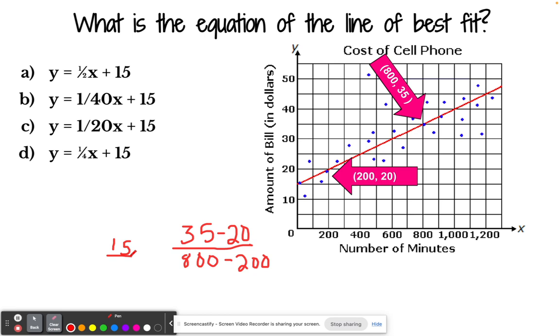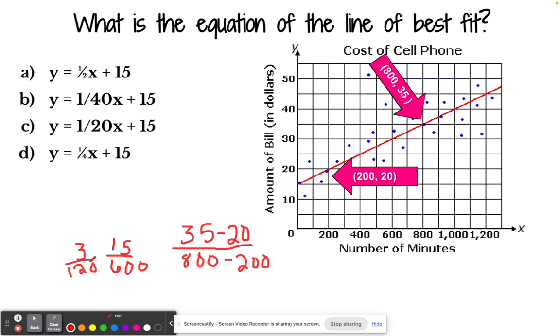800 minus 200 is 600. Can I simplify this? Absolutely. How about we do 5 first. 5 works good. If I divide the top by 5, I get 3. If I divide the bottom by 5, I get 120. Can I simplify it more?